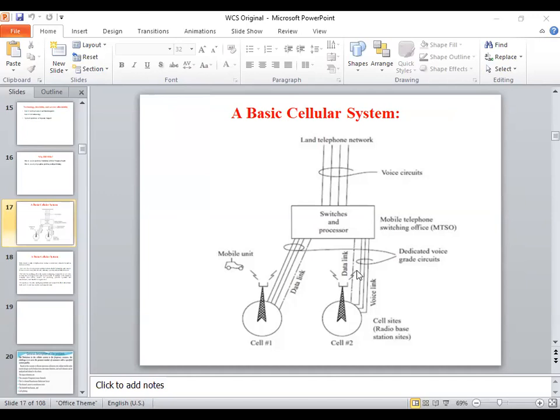The radio link carries the voice and signaling between the mobile unit and the cell site, and the high-speed data links cannot be transmitted over standard telephone trunks. So it can use microwave links or T carriers. Digitally, T carriers can handle both voice and data between the cell site and the MTSO. So this was the explanation of a basic cellular system.